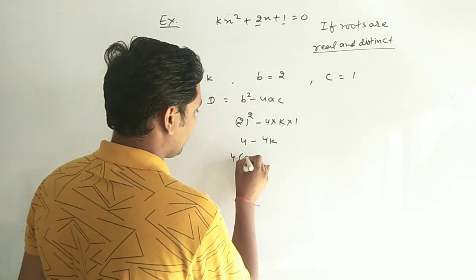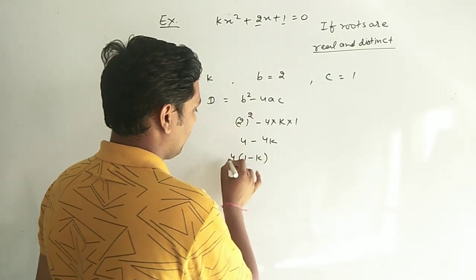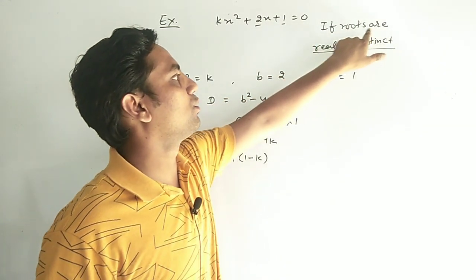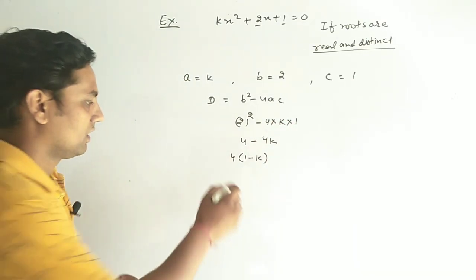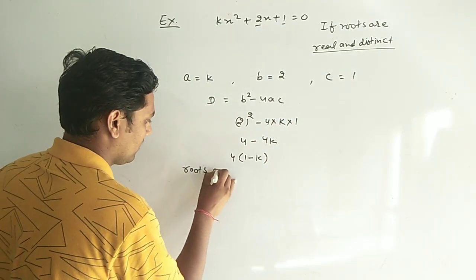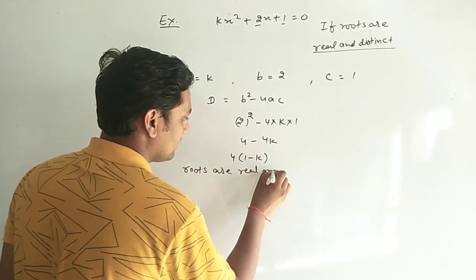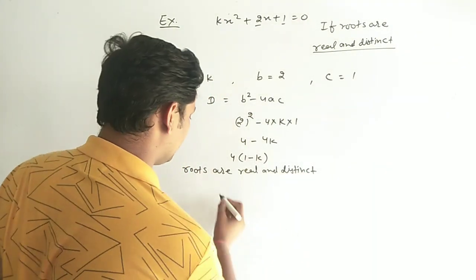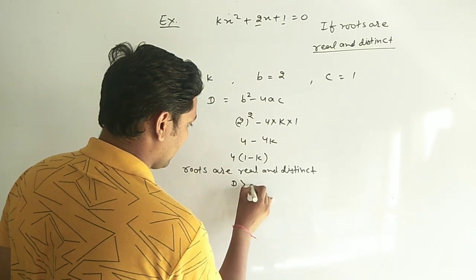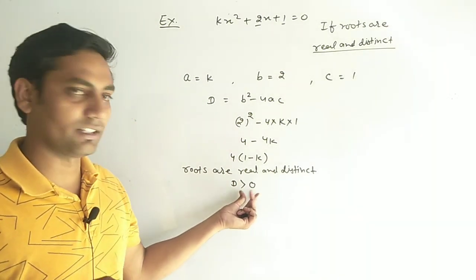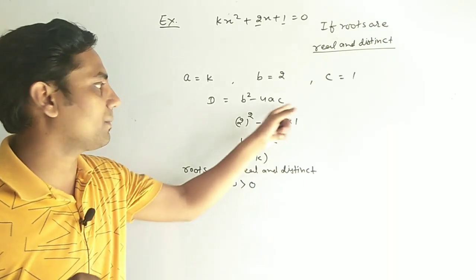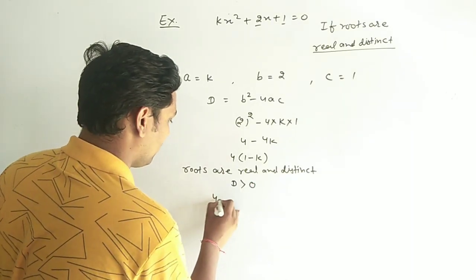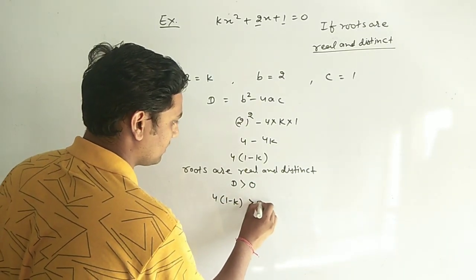Then we get 4 bracket 1 minus k. Okay. Now our condition is that the roots are real and distinct. So D greater than 0. D means the discriminant, b square minus 4ac, greater than 0. So the value of D is 4 bracket 1 minus k greater than 0.